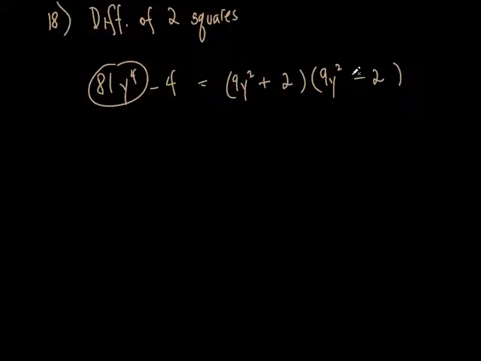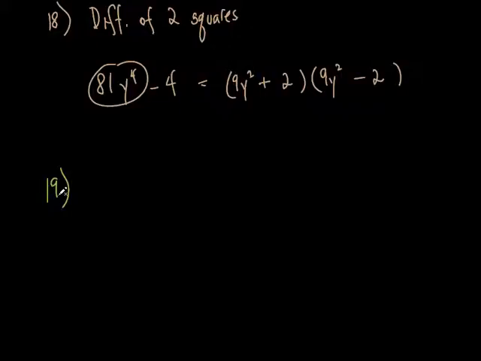One's positive and one's negative in the middle. That's a difference of two squares. It's always going to be like that. Okay? All right. I said it. I warned you. Okay? Hopefully that made sense to you.